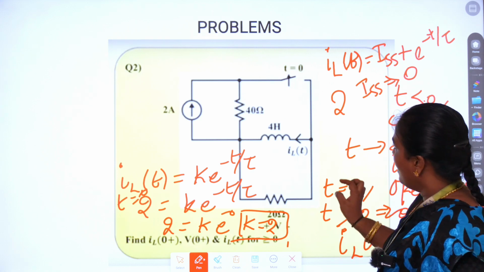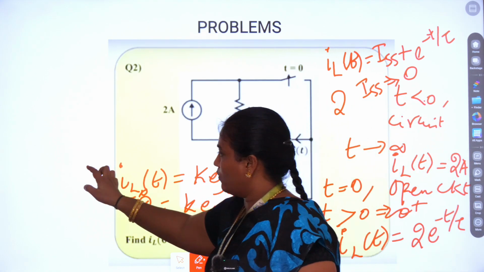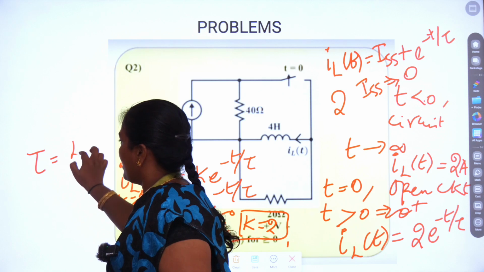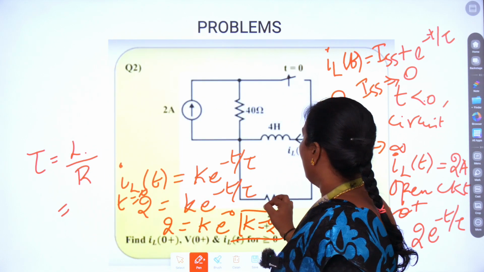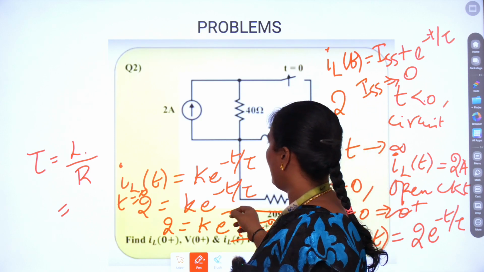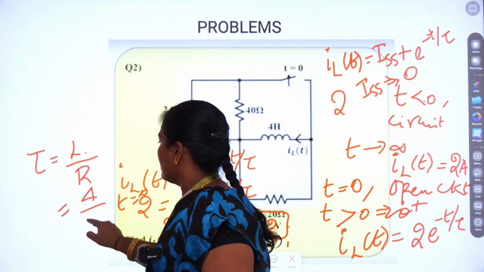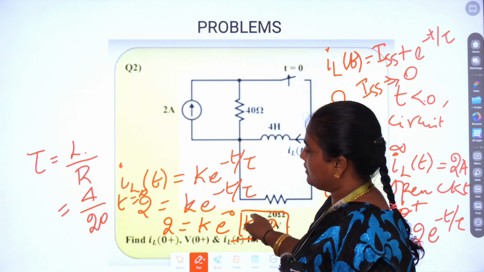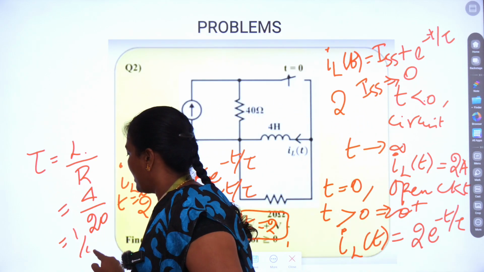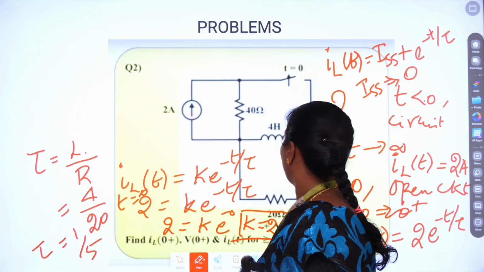After that, I have to find the value of tau. Tau is given by L divided by R equivalent. L is 4 and the R equivalent is also given to be 20. So here the value of the resistor is 20, so it is given as 1 by 5. So the tau value is 1 by 5.